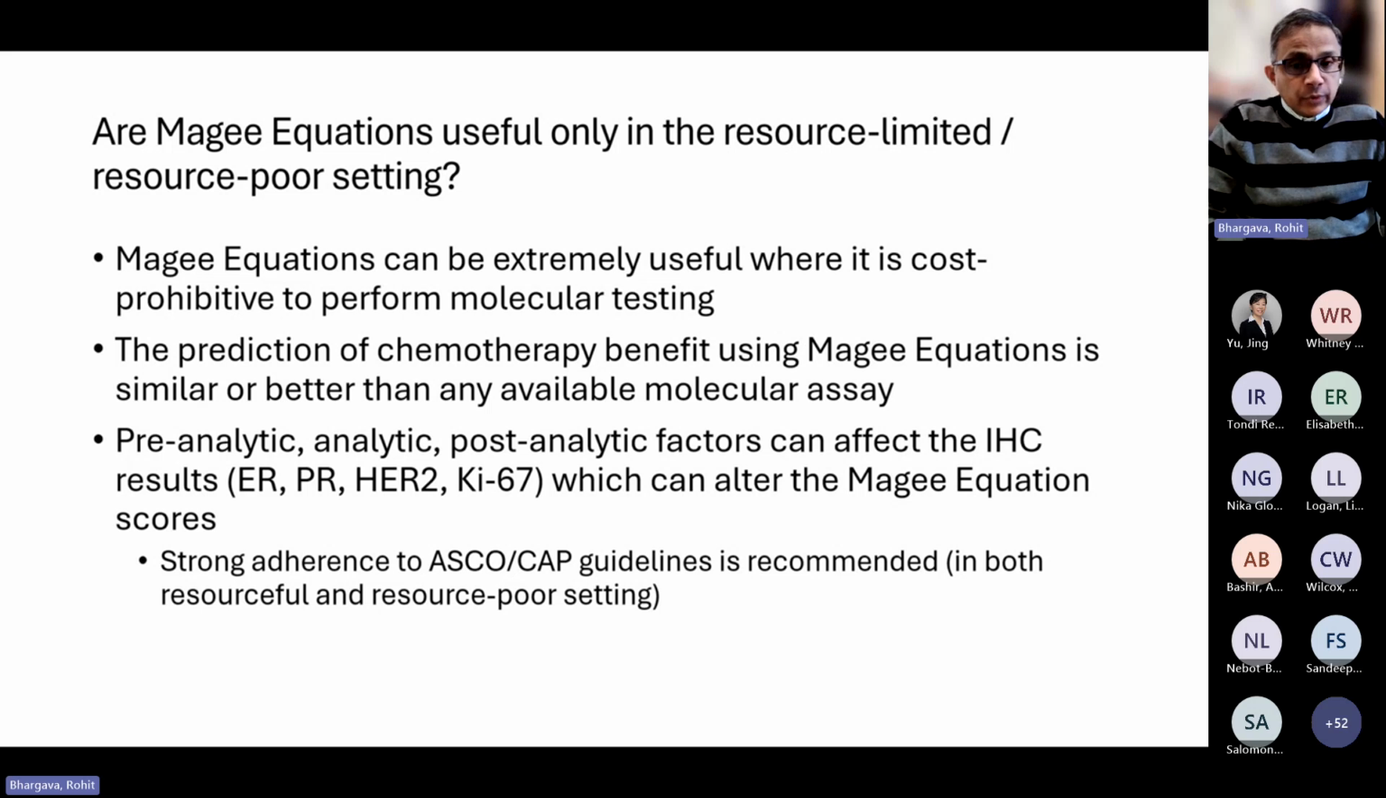But whether it's used in the resourceful or resource limited, resource poor setting, one has to be careful doing these Magee equations. Attention should be paid to pre-analytic, analytic, and post-analytic factors, as these can affect the IHC results for ER, PR, HER2, Ki67, and can potentially alter the Magee equation scores. So I would strongly recommend that everyone should adhere to the ASCO-CAP guidelines, which have nice recommendations, whether you do the testing in the resourceful or resource limited or resource poor setting.